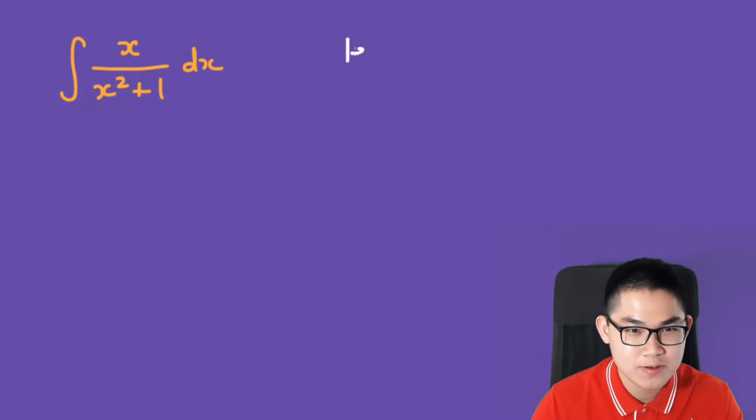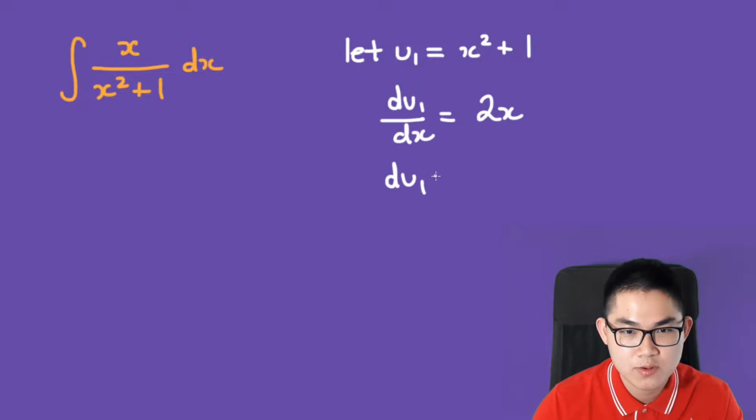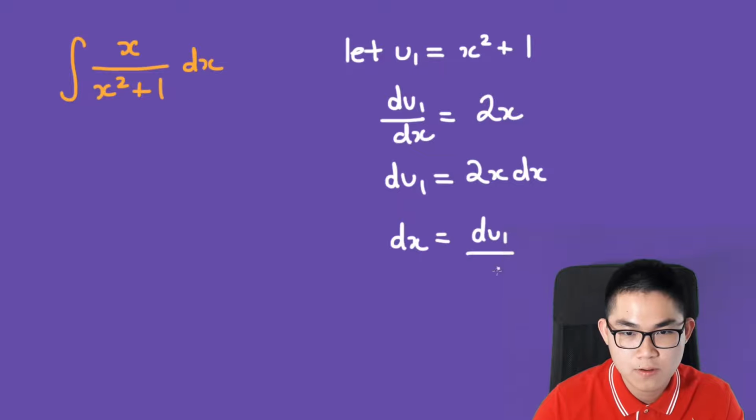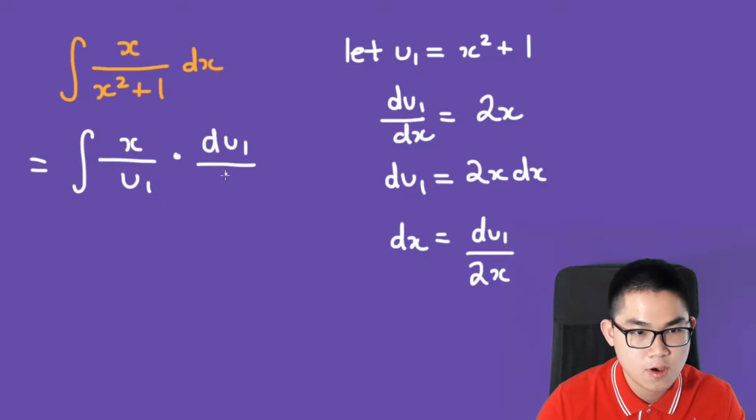So let u1 equal x squared plus 1, because we already have a u, so now let's say we have u1. The derivative of that is going to be 2x. So du is equal to 2x dx, and dx will simply be du over 2x. So this is equal to x over u, and dx is du over 2x.